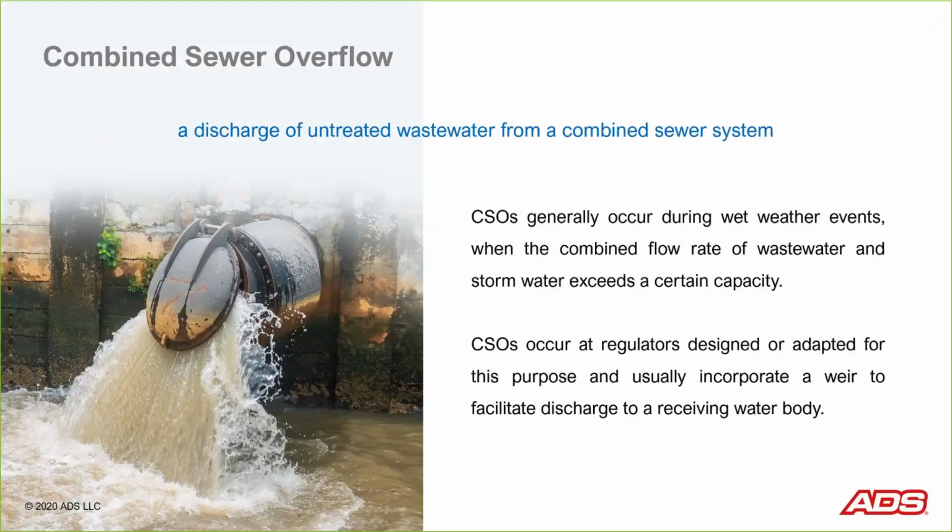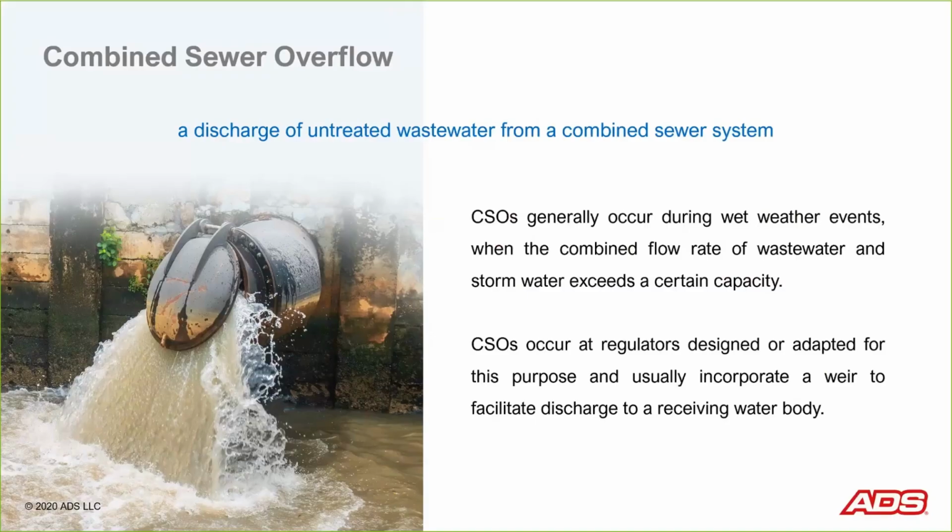Let's take a look at some combined sewer overflows now. So combined sewer overflows are a little bit different from SSOs, and they are discharges of untreated wastewater from a combined sewer system. I guess in some cases they are partially treated depending on what kind of structure you have around them. But basically it's diluted wastewater with stormwater mixed in. It's being discharged before it gets to the treatment plant, the regular treatment plant.